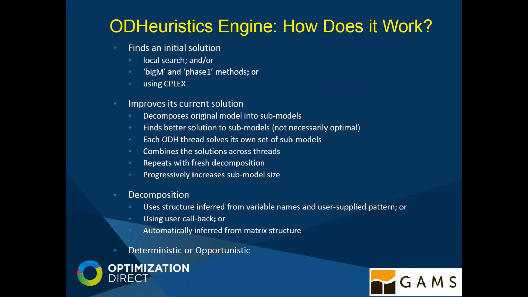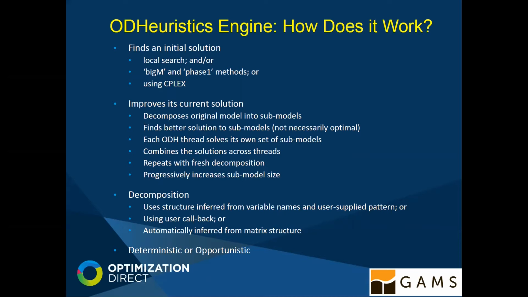Now, people often ask, how does it actually work? Well, it's essentially a solution improvement heuristic or a set of solution improvement heuristics, but obviously we've got to have an initial solution to begin with, and that may be quite hard to find. ODH heuristics itself has local search methods, and it combines those with what are known as Big M or phase 1, phase 2 techniques to obtain a feasible solution. Or, and this would be by default the case when using ODH CPLEX, we can run CPLEX instead.